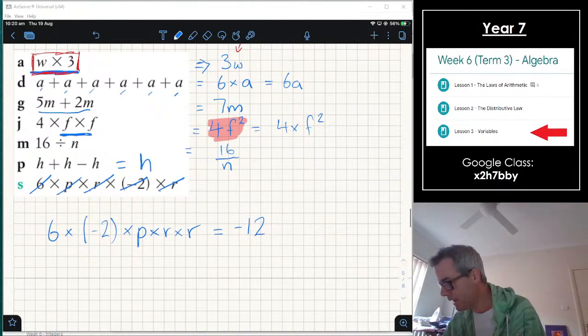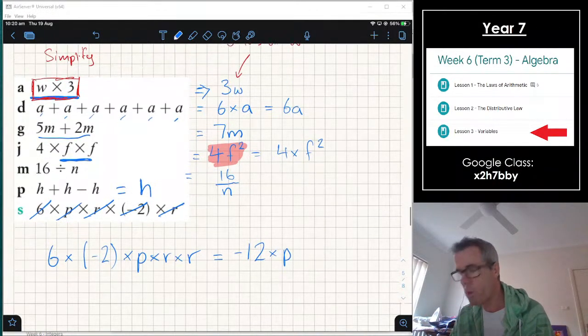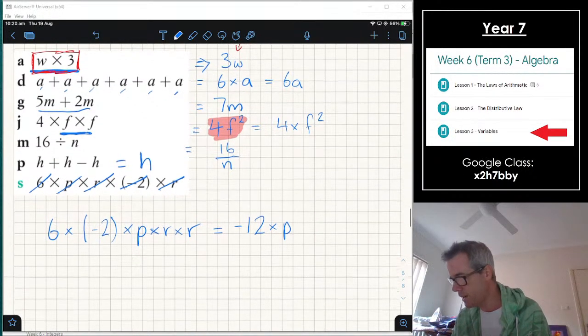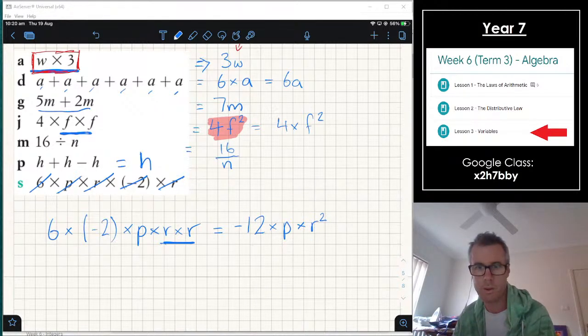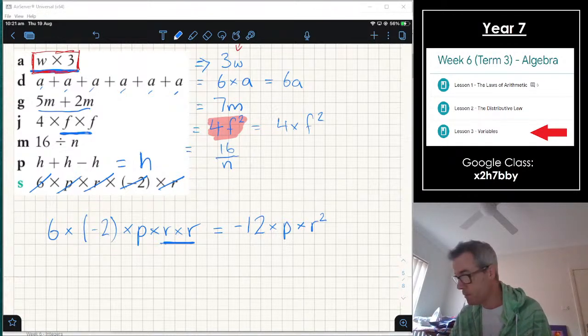We have our p here. We can say times it by p, like so. And remember, similar to what we did in j here, my r's are like so, right? It's multiplied by r to the power of 2, or r squared. Like so. We then go ahead and simplify this.